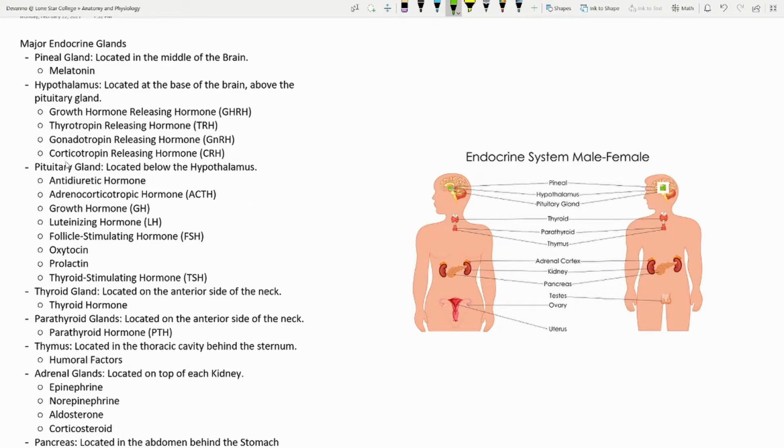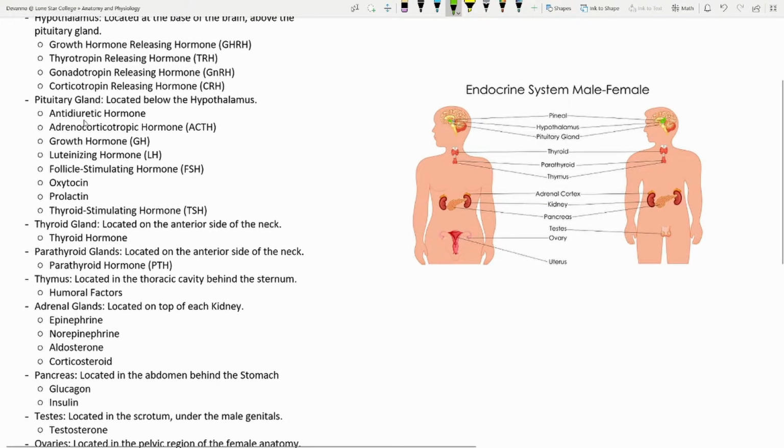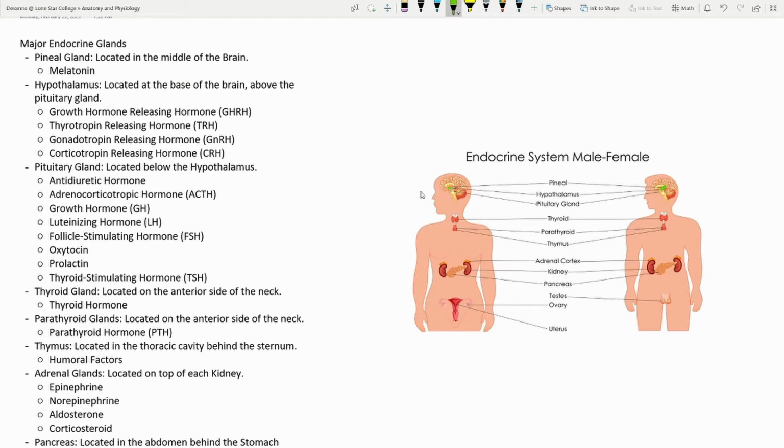And then just below that, we're going to be having the pituitary gland. Right here, there's this little bean shape. This right here is going to be the pituitary gland. This releases quite a few hormones. This is going to be responsible for releasing antidiuretic hormone, ACTH, HGH, LH, FSH, oxytocin, prolactin, TSH. It's a very, very important endocrine gland that we have because it's responsible for so many things in the male and female body.